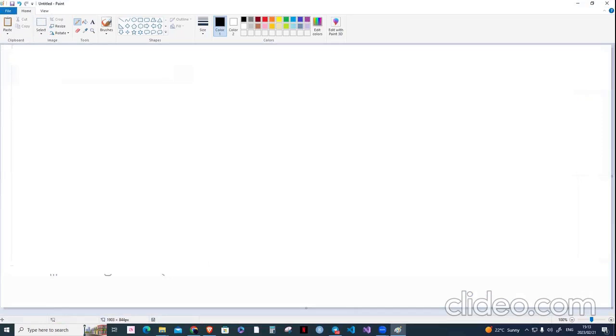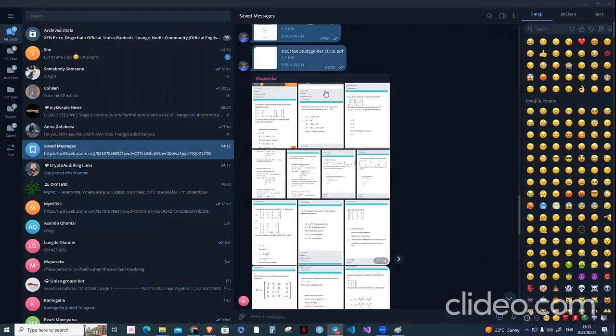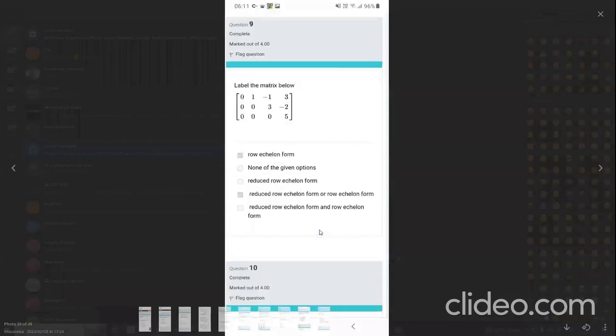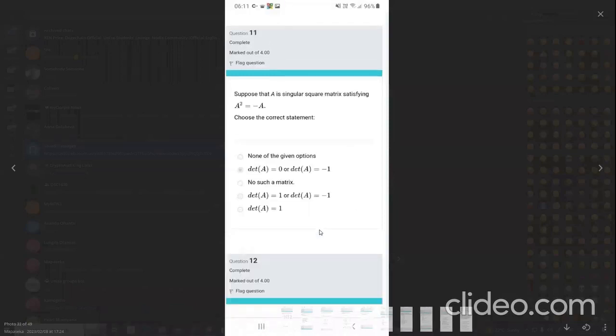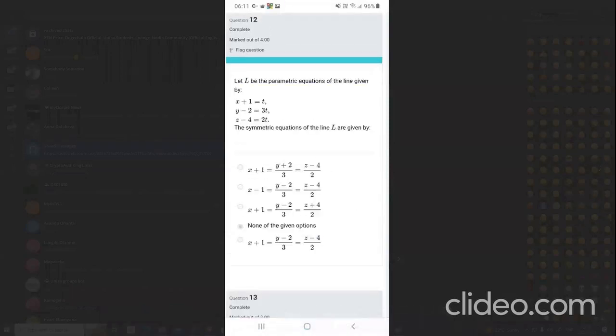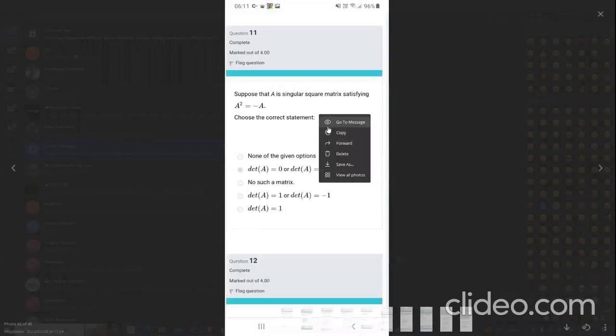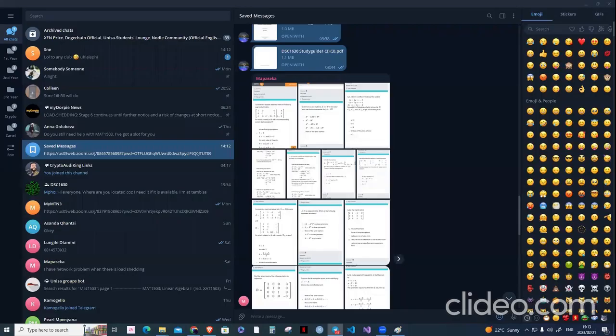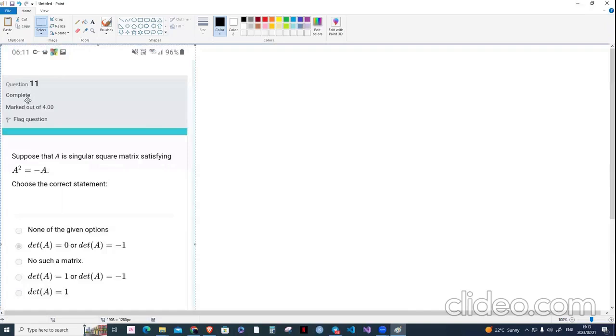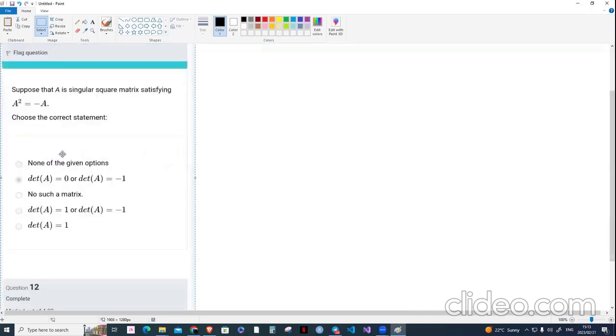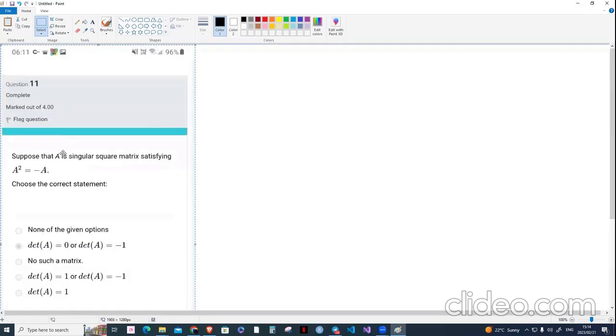Question 11. Question 5. It's actually a lot of questions on matrices. Question 11. Suppose that A is a singular matrix that satisfies this. Choose the correct answer.